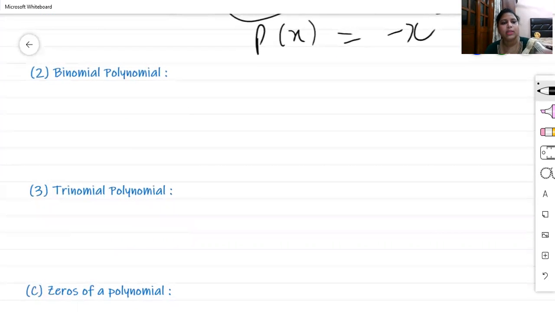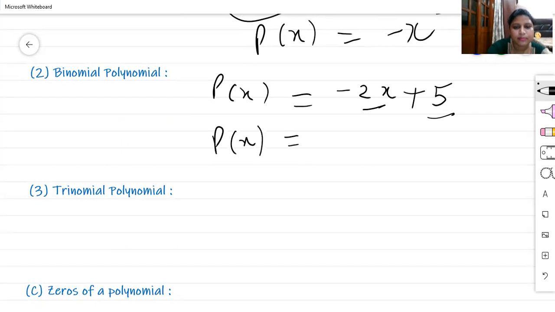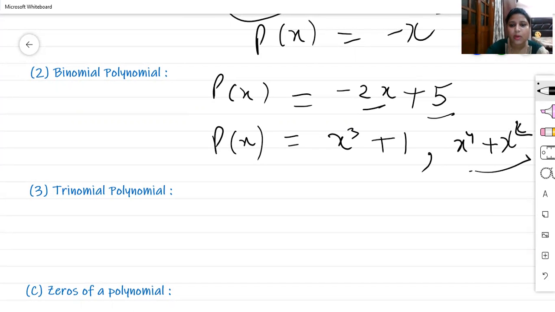What are binomials? If a polynomial contains two terms, it is called a binomial. Let us consider some examples to understand the binomial. First is minus 2x plus 5. It contains two terms, so this is called a binomial. Yes, this one is also a linear polynomial. And p(x) equals x cube plus 1 is also a binomial because it contains two terms, but it is also a cubic polynomial. And x raised to the power 4 plus x square is also an example of a binomial.